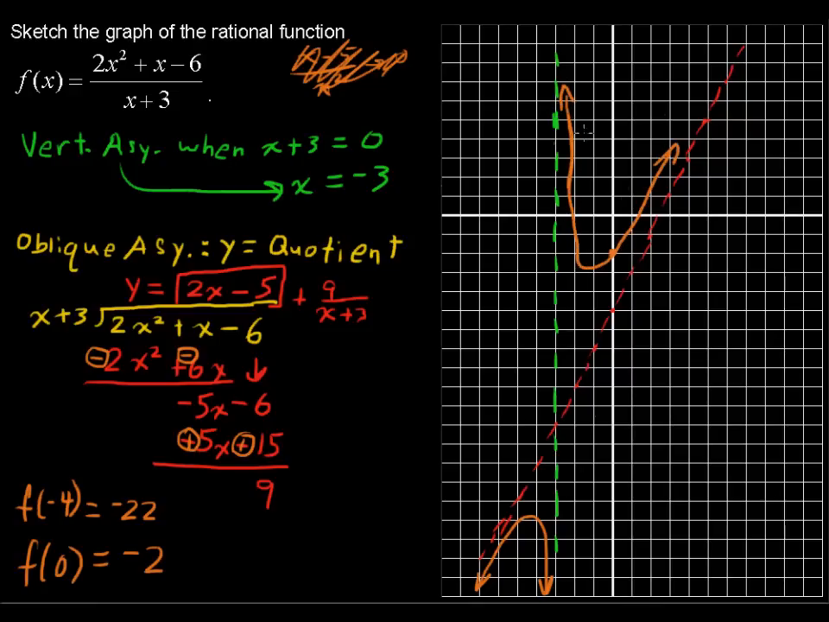You could, of course, plug in some more points to see if it went deeper in that V or not. But that's a rough sketch. It's going to shoot up to the right of the vertical asymptote and shoot down to the left of the vertical asymptote and look like this next to the oblique asymptote. So that is a way to graph at least one rational function.